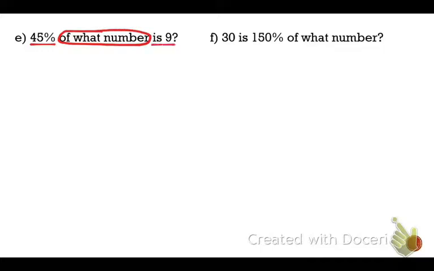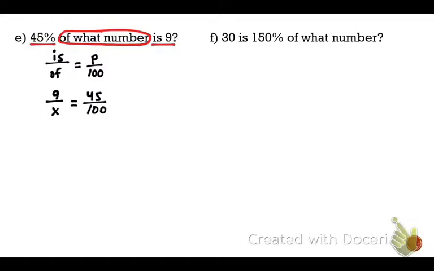Very good. What is my proportion formula? Is over of equals P over 100. Very good. What's my is? 9. What's my of? X. What's my P? 45%. Okay, so instead of writing 45%, I'm going to write 45 over 100 because that means the same thing.